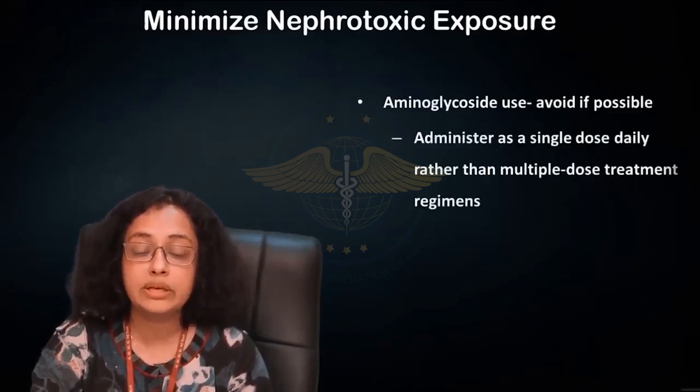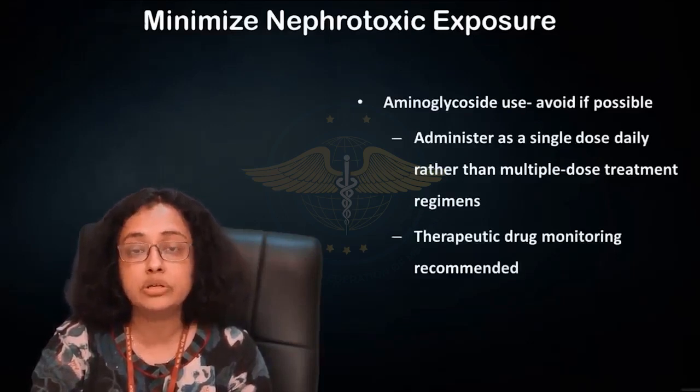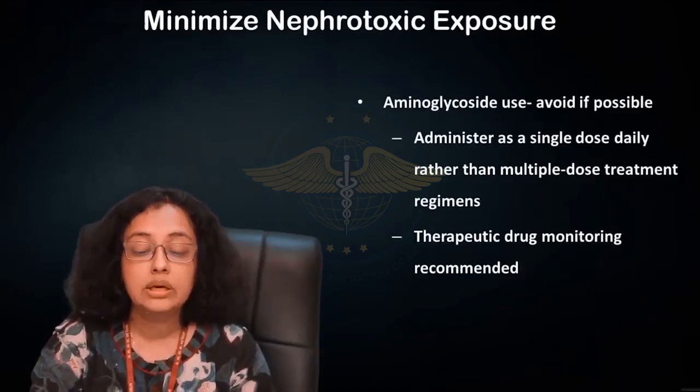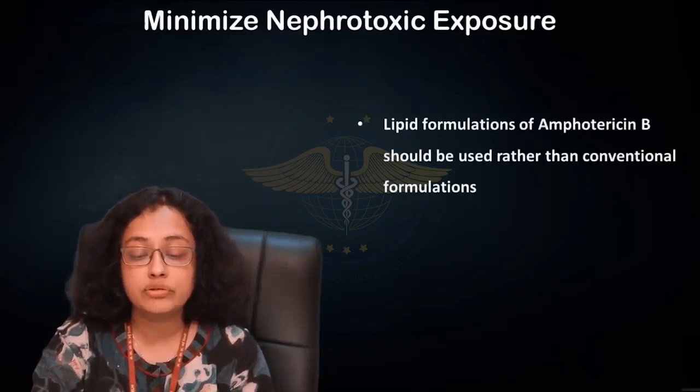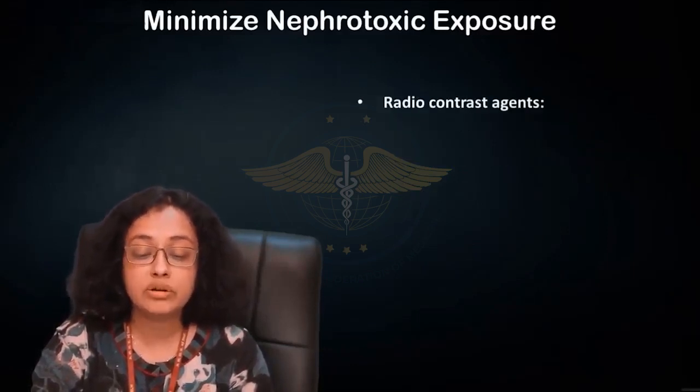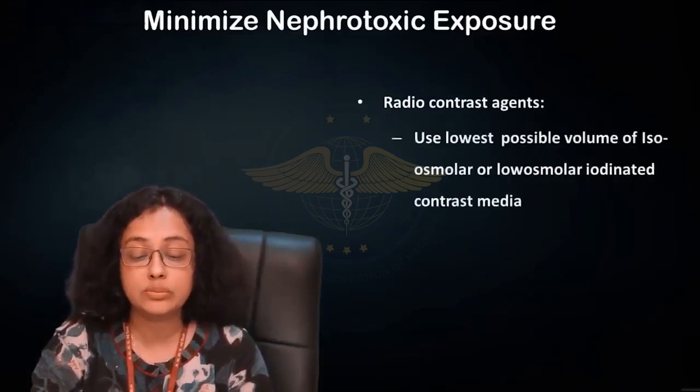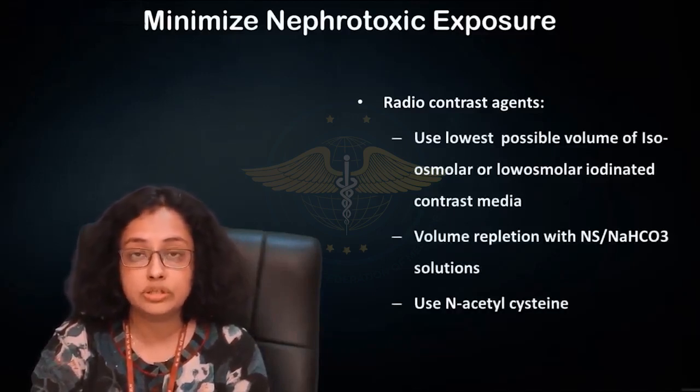If it has to be given, give it as a single daily dose rather than multi-dose regimens, and therapeutic drug monitoring is recommended. Lipid formulations of amphotericin B are believed to be less nephrotoxic than the conventional form. Radiocontrast agents should be used with caution. Use the lowest possible volume of isoosmolar or low osmolar iodinated contrast medium, and volume repletion is important.